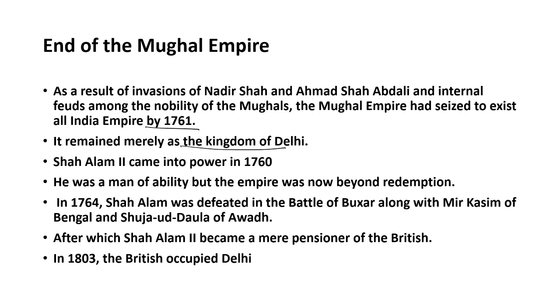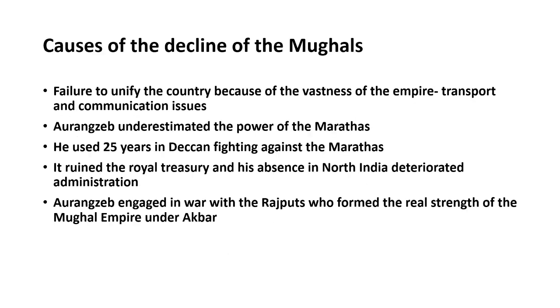In this Battle of Buxar, fought on 22nd October 1764, the combined armies of Mughal ruler Shah Alam II, Mir Qasim of Bengal and Shuja-ud-Dawla of Awadh were defeated. After the Battle of Buxar of 1764, Shah Alam II became a mere pensioner of the British. In 1803, the British completely occupied Delhi.